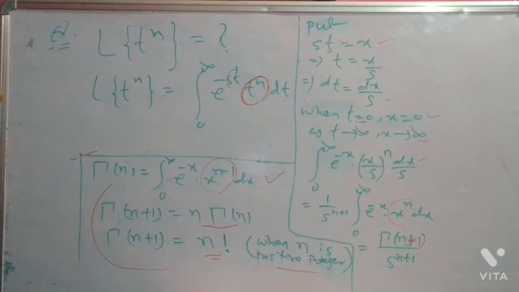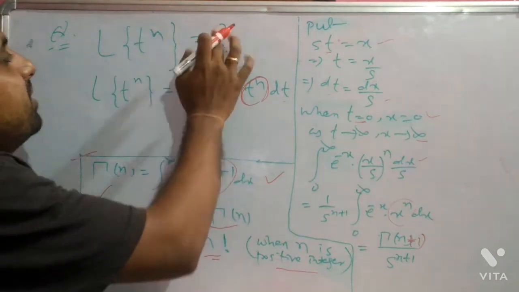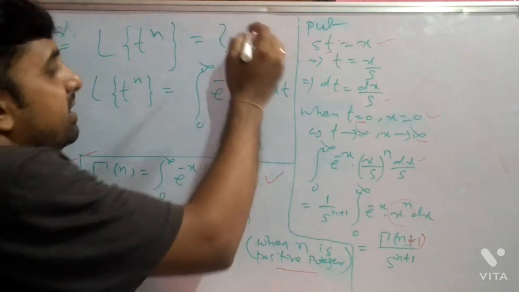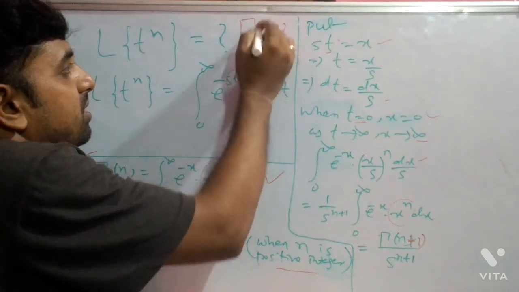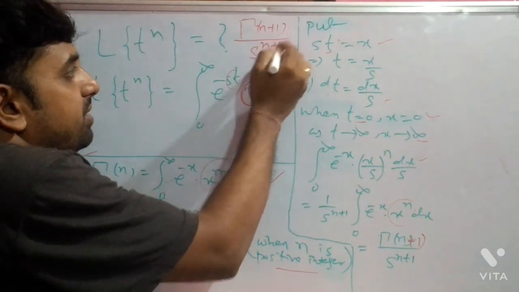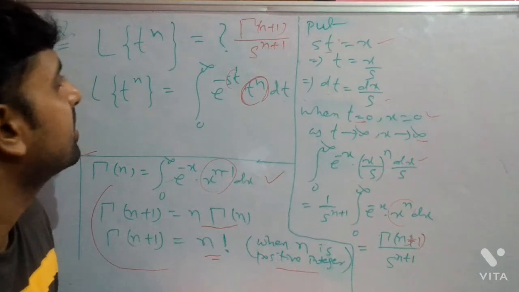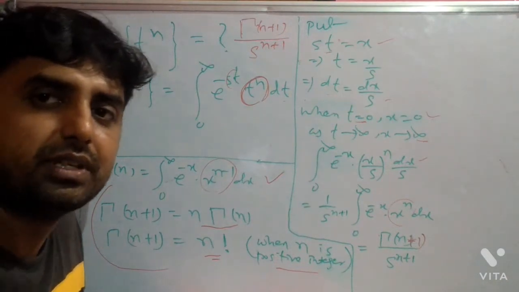So what we got here: Laplace of t to the power n we can write as gamma n plus 1 divided by s to the power n plus 1. Understood? Okay.